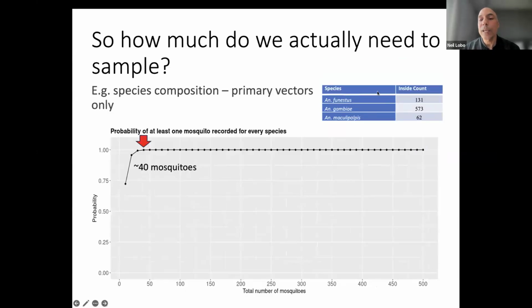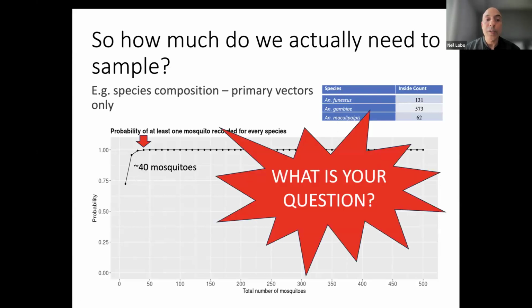However, instead of looking at all 9 mosquito species, if we wanted to look at just 3 of them, the primary vectors, if you wanted to say, hey, how has our intervention impacted these primary vectors? I want to see if we can collect at least 1 of them. We have to collect just about 40 mosquitoes. So it's important to see what your question is. You can define your sampling frame, the amount of sampling you do, based on your question.